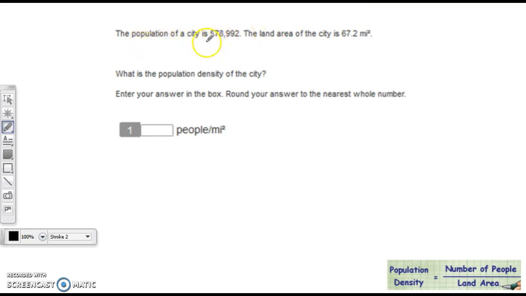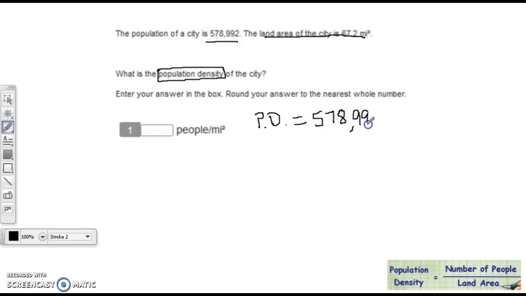The population of a city is this, and the land area is this. What is the population density? All right, so we're just going to take our population density formula, which says the population density, I'm just going to put PD for population density, equals the number of people, which is 578,992. And we need to divide that by the land area. And it says the land area is 67.2 miles squared.